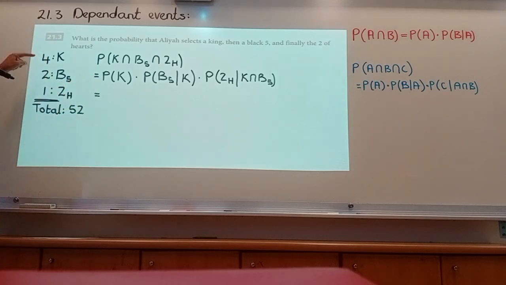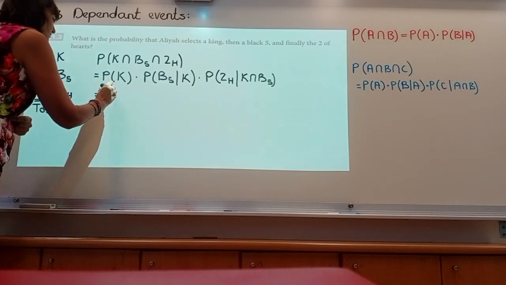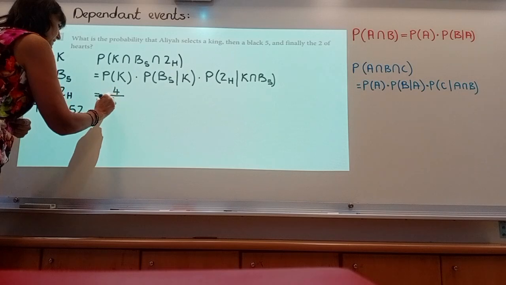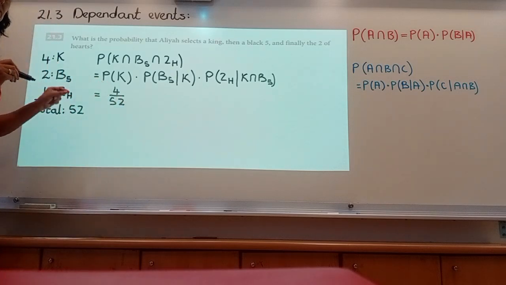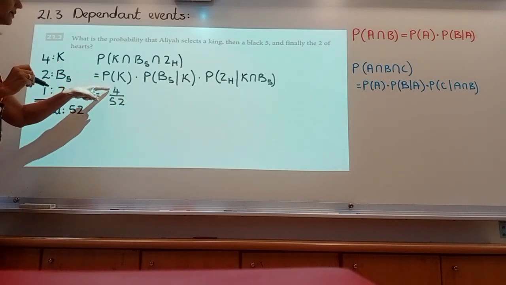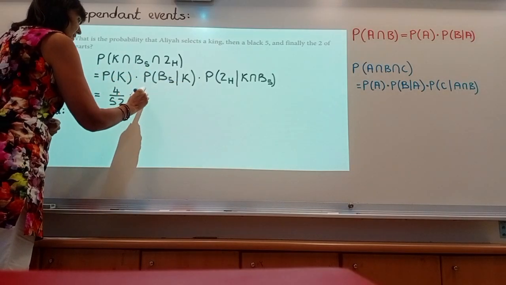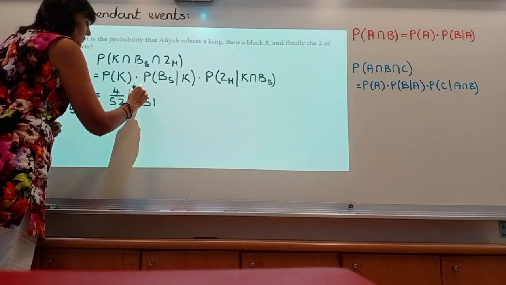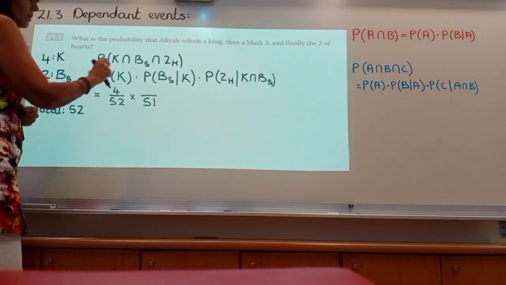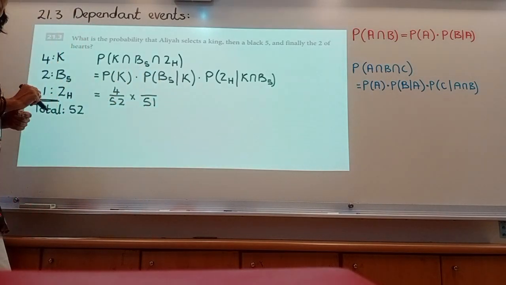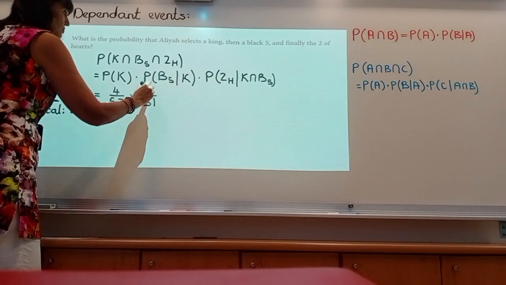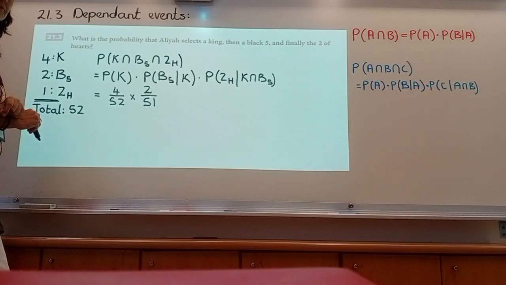Right. I have 4 kings out of 52 possible cards. First one, no problem. Remember, it all depends on what I choose in the first round. Now, if I chose a king in the first round, there will only be 51 cards left. What's the chance of getting a black 5? There's 2 cards like that, so it's 2 out of 51.